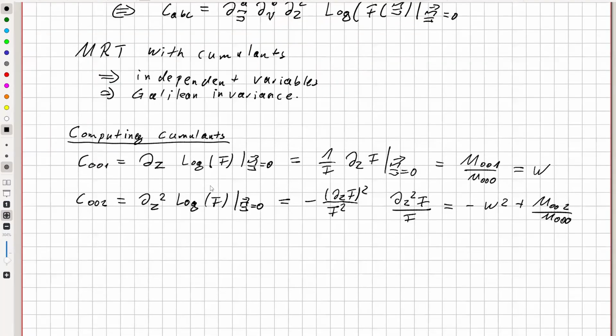And if you do this for all the others, C002 plus C020 plus C200, what you end up with is actually 3 times theta, which is the temperature.